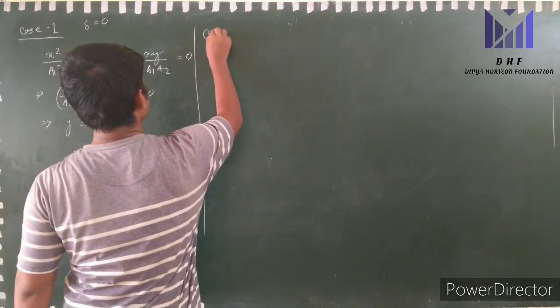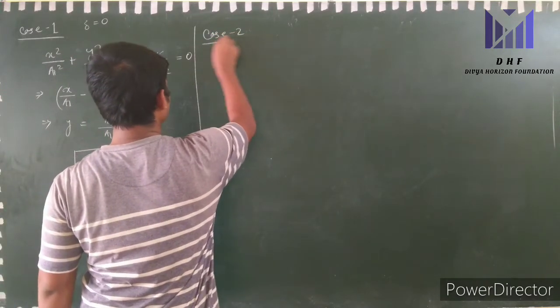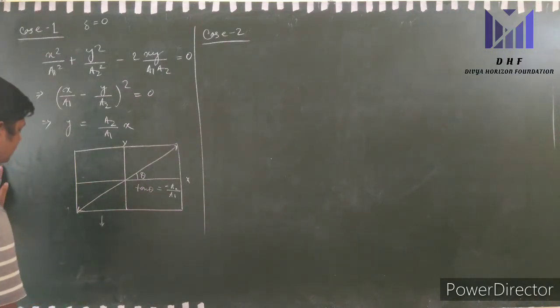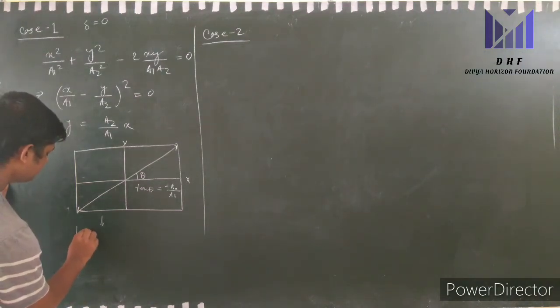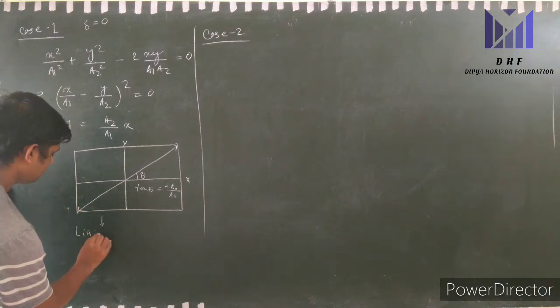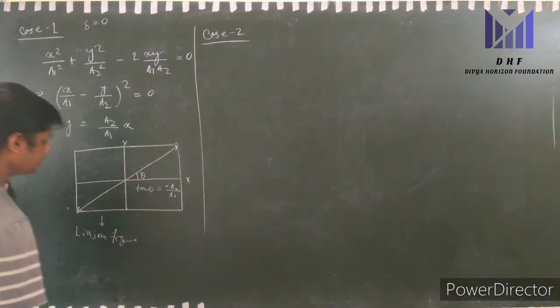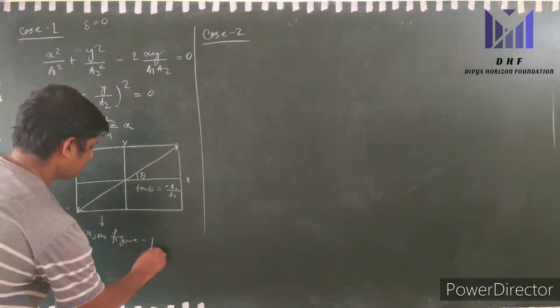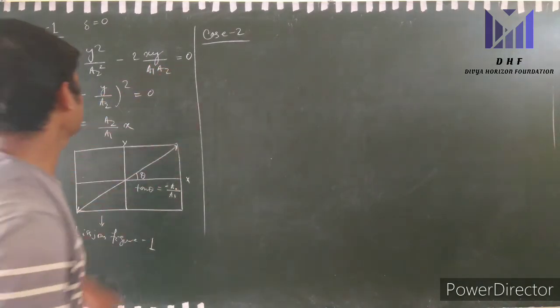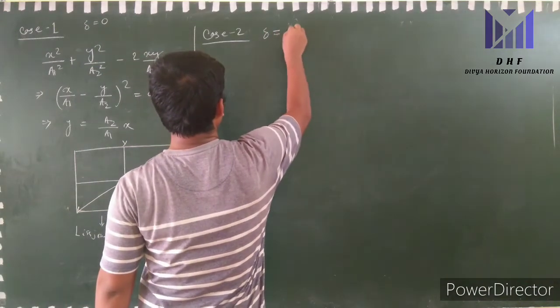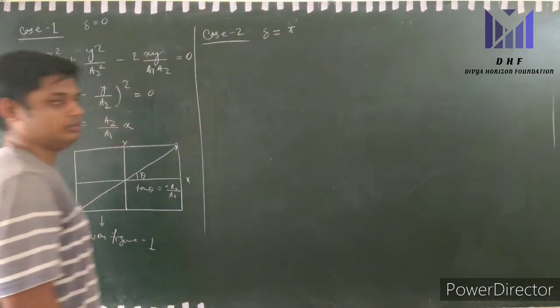Here is case 2. This is the first Lissajous figure. Let me write here, Lissajous figure 1. So this is the second Lissajous figure. For case 2, we are taking delta equal to pi.